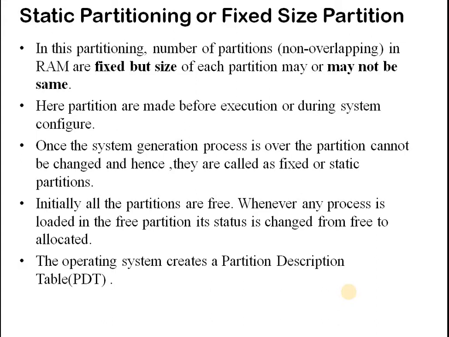So in simple language, system generation is a process in which various requirements of the OS are specified. Once the system generation process is over, partitions cannot be changed, and hence they are called fixed partitioning. For fixed size partitioning, the operating system creates a table called the partition description table, that is, the PDT. This table is used for future use, which shows the current partitioning status and its attributes.